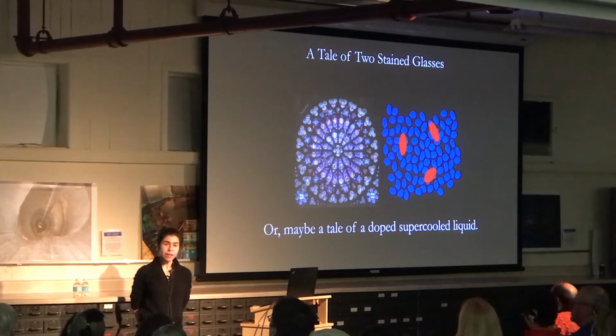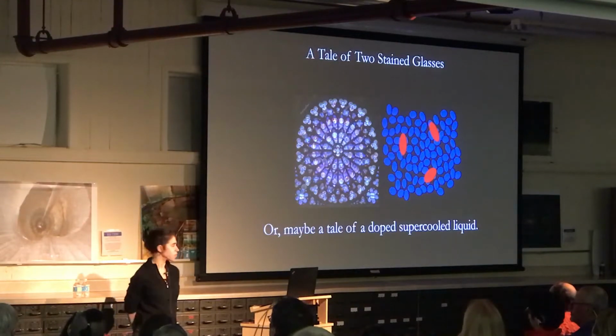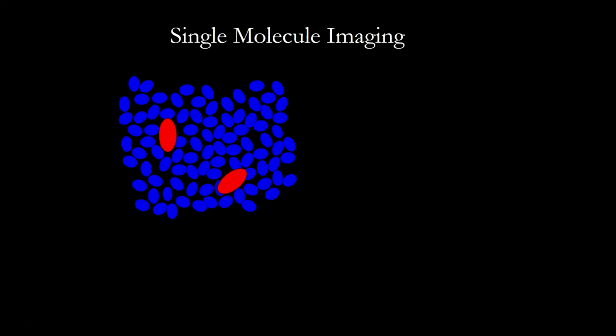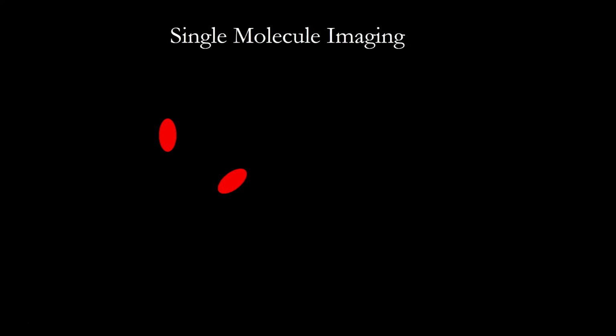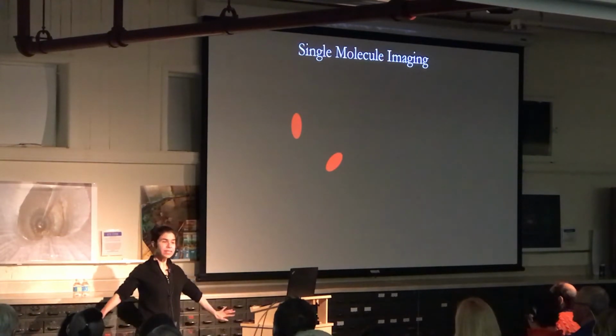And we watch what they do, and we hope that they're good reporters of what's happening in the rest of the system. Okay? So, in doing this, we're unfortunately blind to the supercooled liquid molecules that we would really like to study, but we can see these red molecules, which are very dilutely sitting in the supercooled liquid.